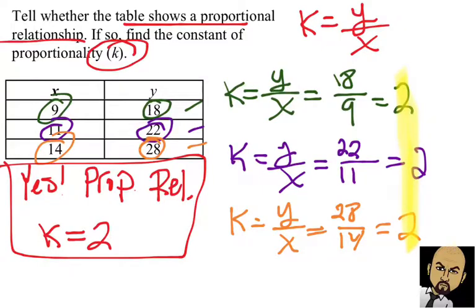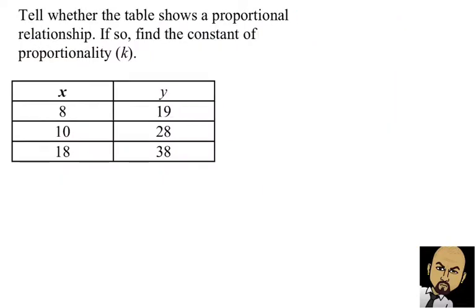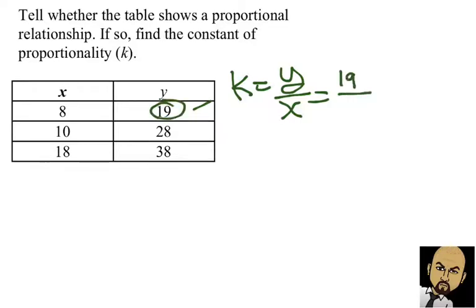Now let's try another problem. Here we got another table, same thing. We want to know if it's a proportional relationship. If it is, find the constant proportionality. So let's go ahead and tackle the first ordered pair. Write down our constant proportionality equation, which is y divided by x. Substitute the y value in the numerator. Substitute the x value in our denominator. And here we end up with 19/8.